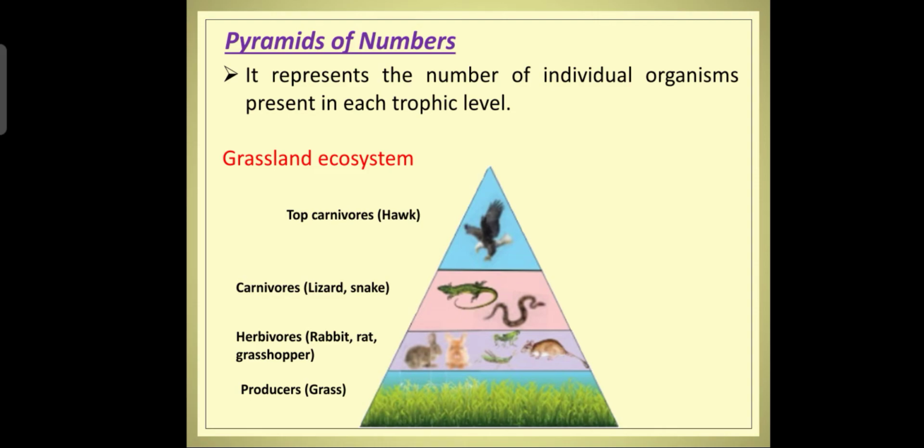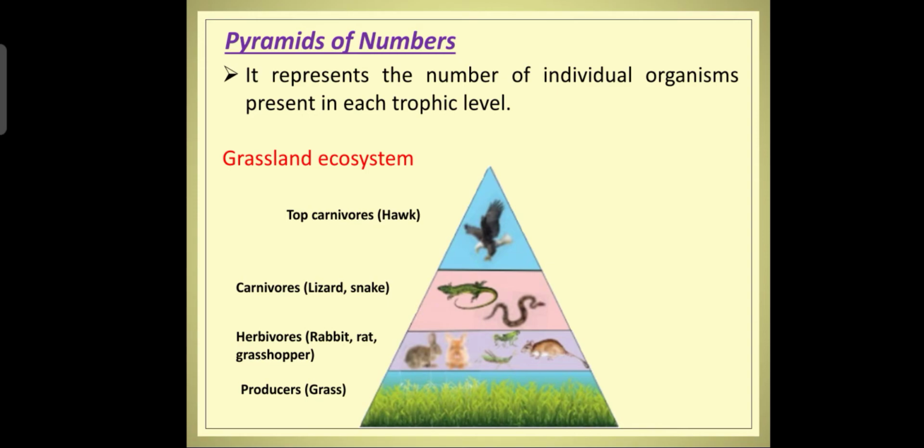The pyramid of numbers is the graphical representation of the number of individuals per unit area of various trophic levels. A large number of producers tend to form the base, whereas the lower number of top predators or carnivores occupy the tip. I have taken a grassland ecosystem as an example here. The producers are grasses, which are small in size and large in numbers.